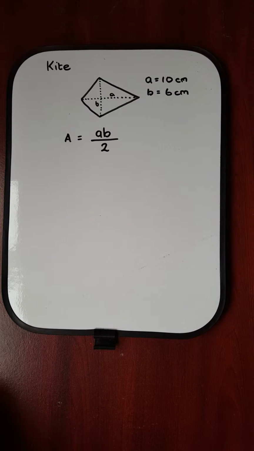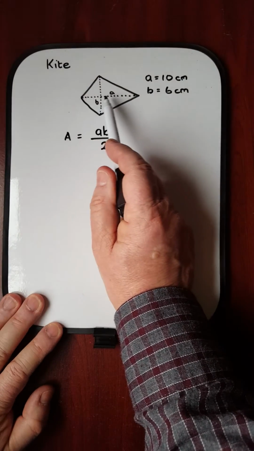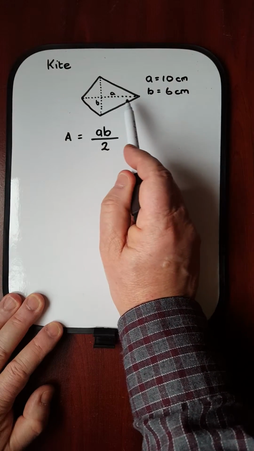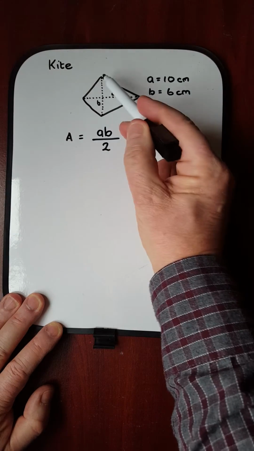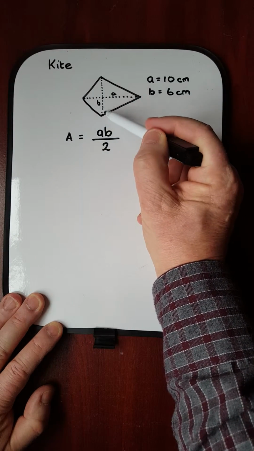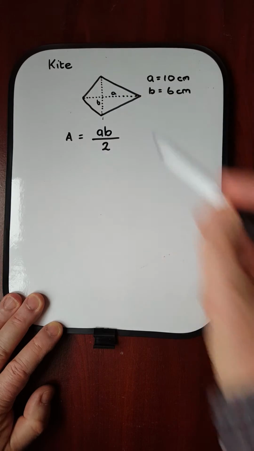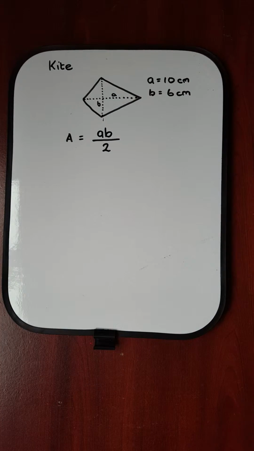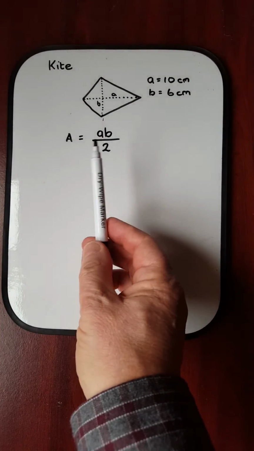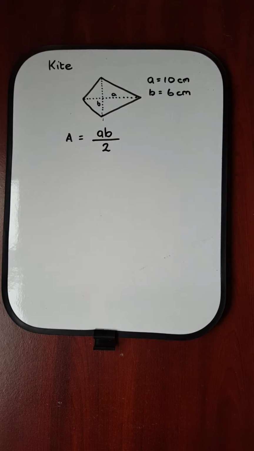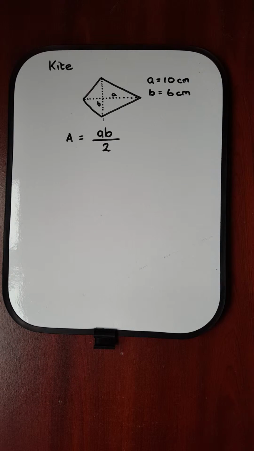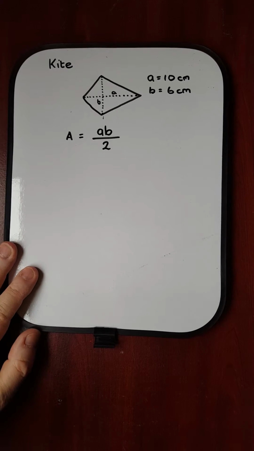We need to know the two longest sides. So that's one of the longest sides, which we're going to call A, from point to point there. And then the other longest side is B, which is from point to point here. And the area formula for this one is that we multiply together A and B, and then we half it. Okay.